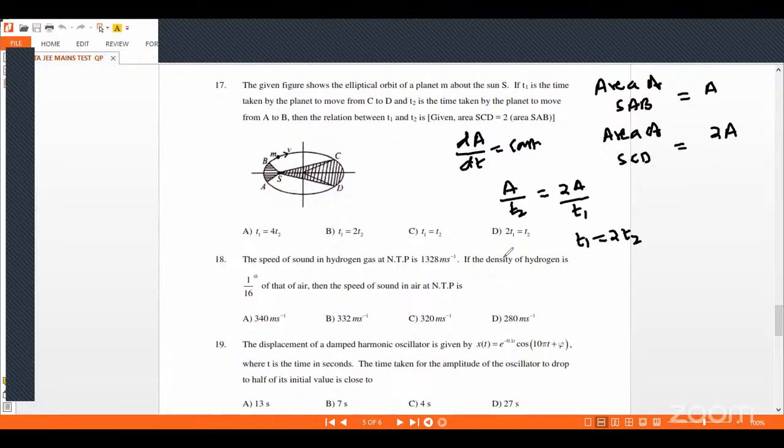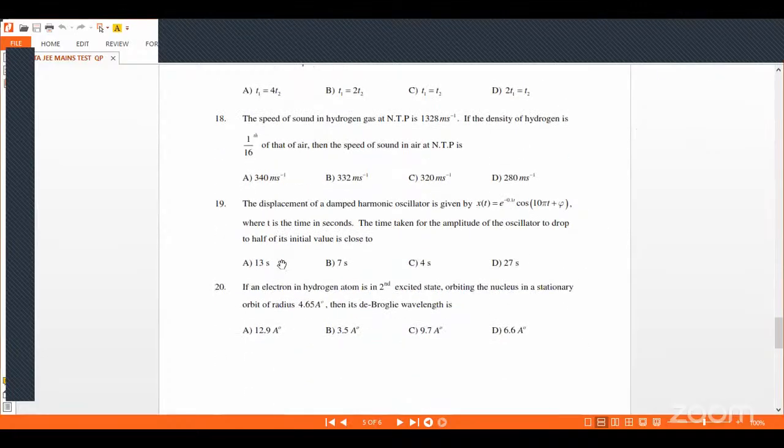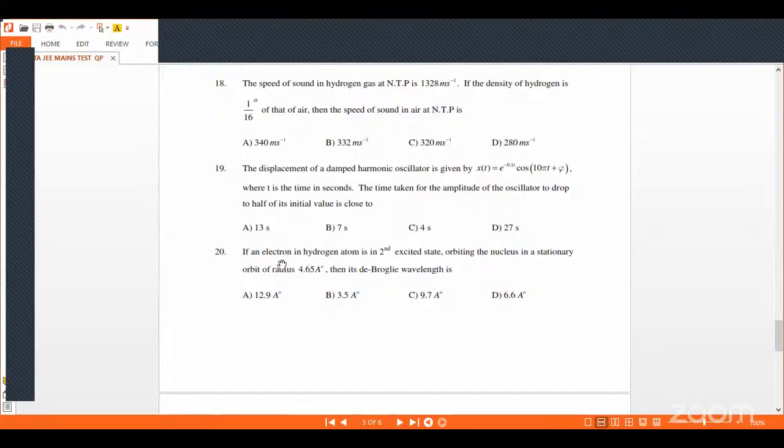And next, 18th. The speed of sound in hydrogen gas at NTP is 1328 meter per second. Density of hydrogen, I will indicate with rho, is 1/16th of that of air. Then they are asking the speed of sound in air.